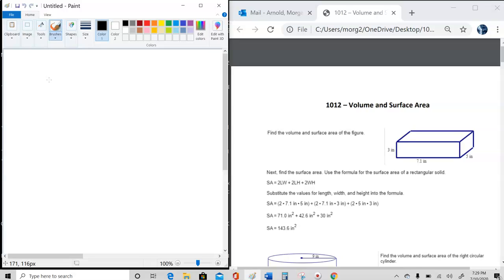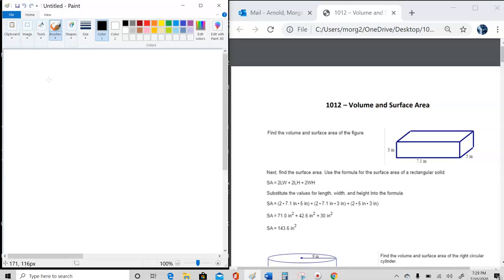To find all the various formulas and to become familiar with all the different shapes, search on Google geometry formula handout or formula sheet or PDF, and find you a sheet that lists all of the formulas for both two-dimensional and three-dimensional shapes. Our first example, we're given a rectangular box and we need to find the volume and surface area of it.